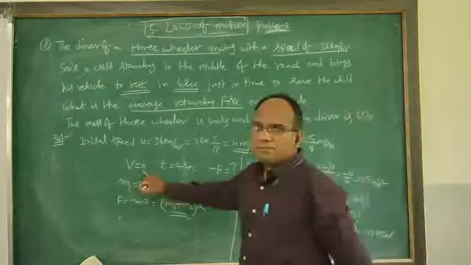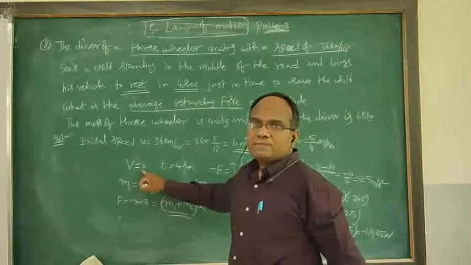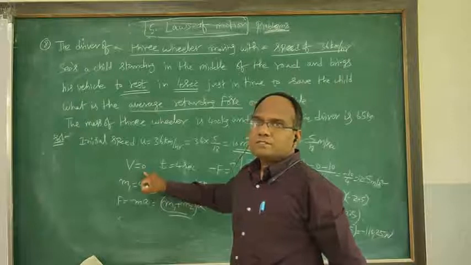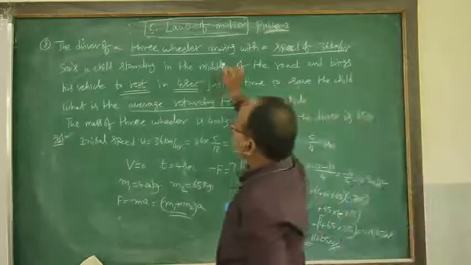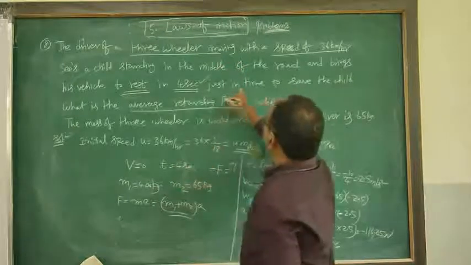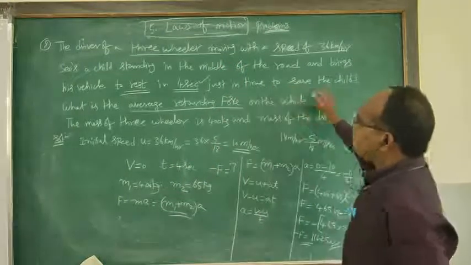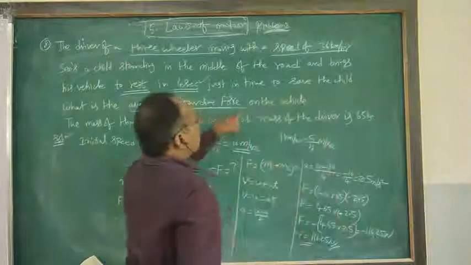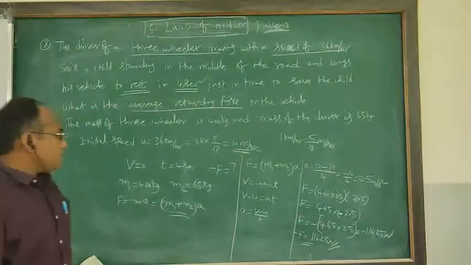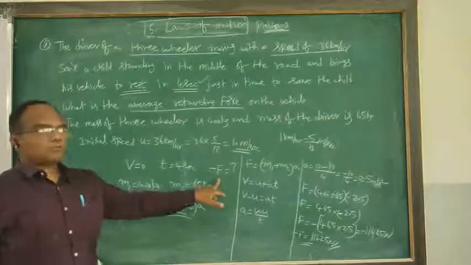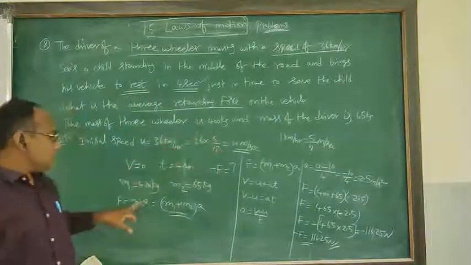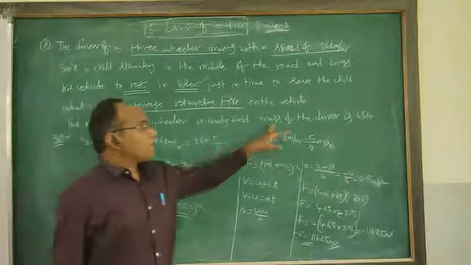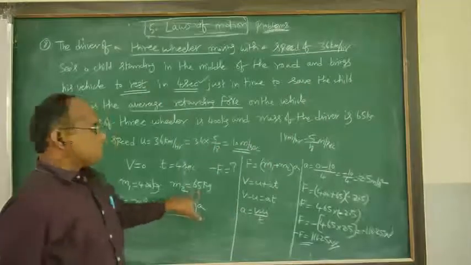So final velocity becomes what? 0. v is equal to 0. And t is equal to 4 seconds. Just in time to save the child. What is the average retarding force on the vehicle? Retarding force means minus F is equal to question mark. Mass of the three-wheeler M1 is given as 400 kg, and mass of the driver M2 is 65 kg.